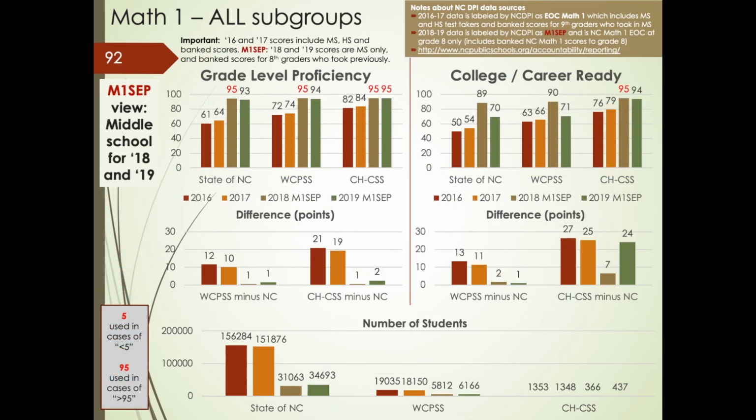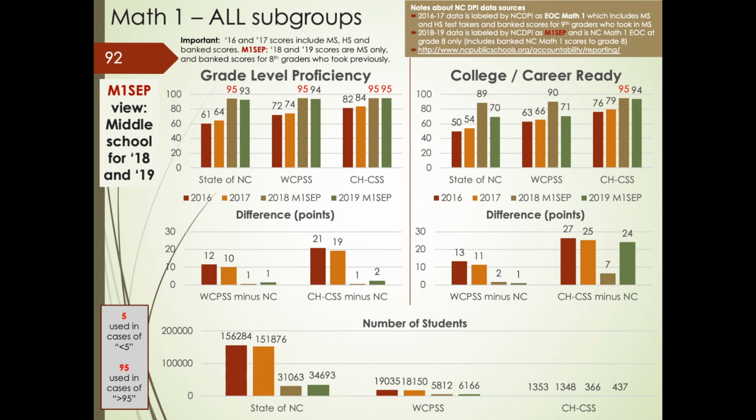Okay, so going on through, we are still looking at the all subgroup. This is all students. So now we're going to look at M1 SEP. Again, remember 2016-17, I'm showing the legacy Math 1 EOC on all of these charts for 2016 and 17. So we see M1 SEP, Wake County has a slight lead above the state still in that, but again, we're talking 94, 95, 93 numbers that are already very high.